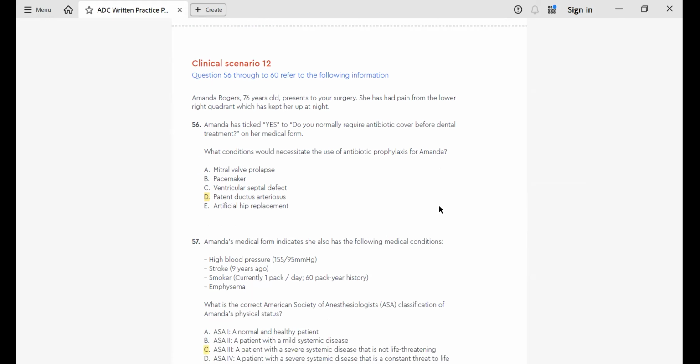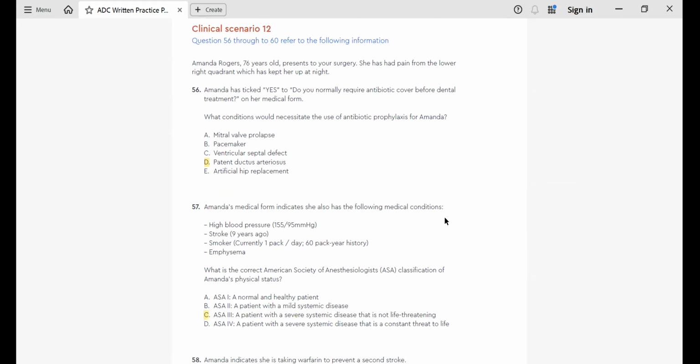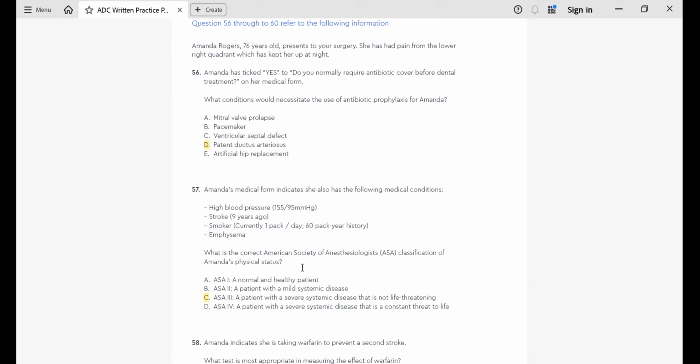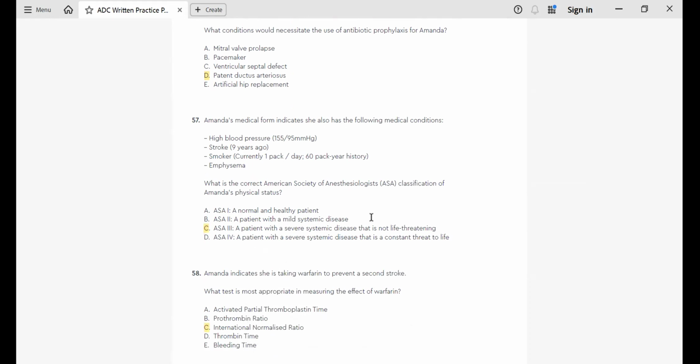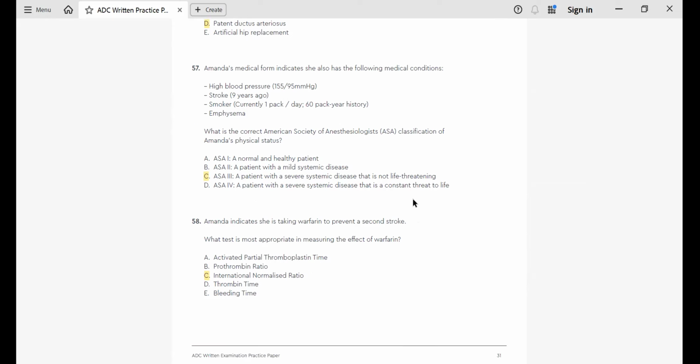Medical form, following medical condition: high BP, stroke, smoker, emphysema. What is the current ASA classification? It is ASA 3. All right. There are two charts in the portal with the ASA classification. Pretty easy to pick up, but make sure that you are competent enough to understand the ASA table, right? Don't memorize it completely. I would say at least understand what falls under ASA 2, 3, and 4, because the patient is never ASA 1. Because if he is ASA 1, ADC will not ask you that question.